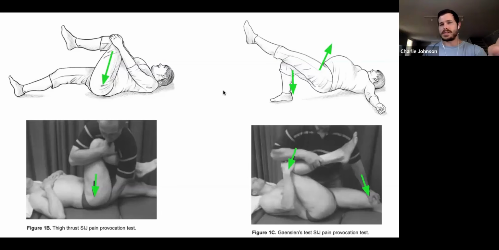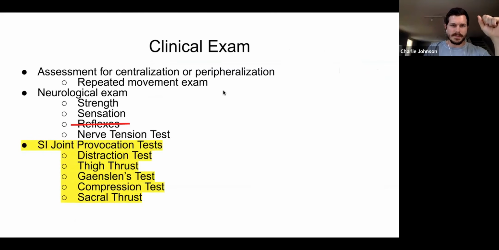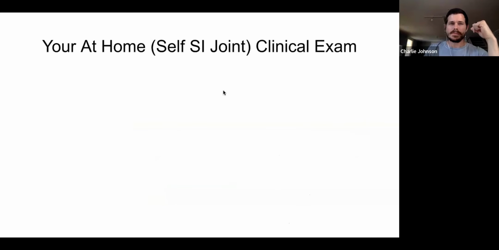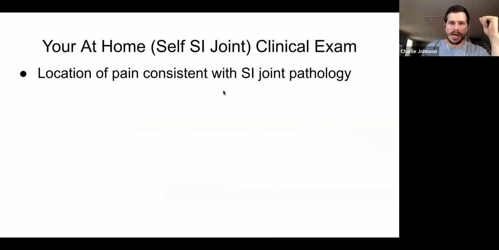And so this kind of looks like, they call it a single leg bridge test or a bridge test, but this could maybe be likened to the Downslips test, specialist clinical exam, right? But again, let's get rid of reflexes and let's replace all these SI joint tests with just these two. The self thigh thrust test, I forget what they call it, but P4 test or something like that. And then this single leg bridge test. And so then your at home or self SI joint clinical assessment becomes a cluster of things.